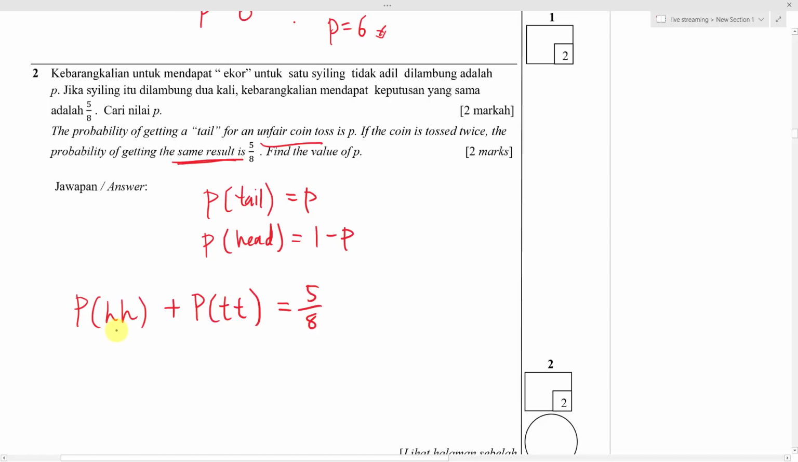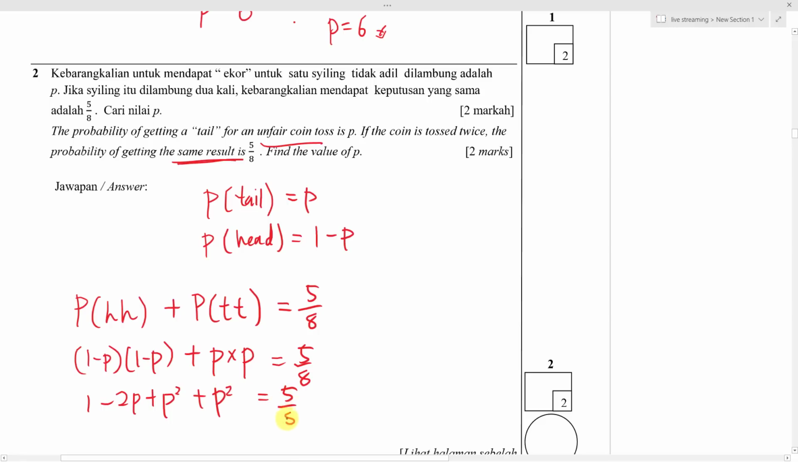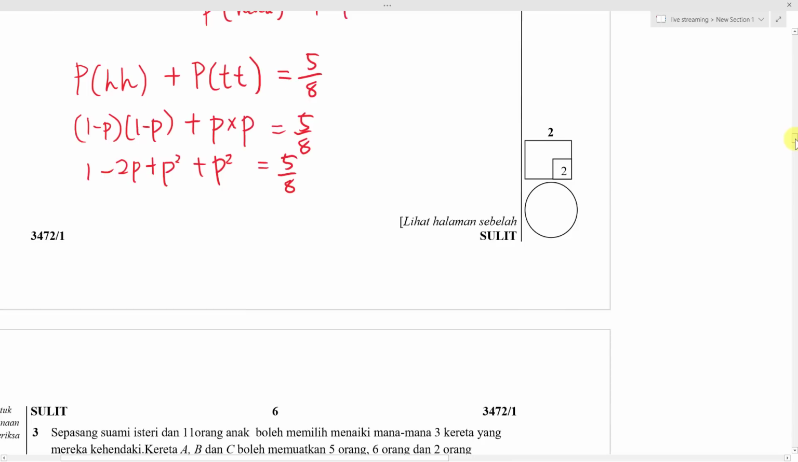So how to get the probability of head and head? Basically use the probability of head multiplied by the probability of head, right? And then same idea, you want to get the probability of double tail, here is P multiplied by P, isn't it? So you get 5 over 8. Then you kind of need to solve this one. This is 1 minus 2P plus P squared, and then plus P squared equals 5 over 8.